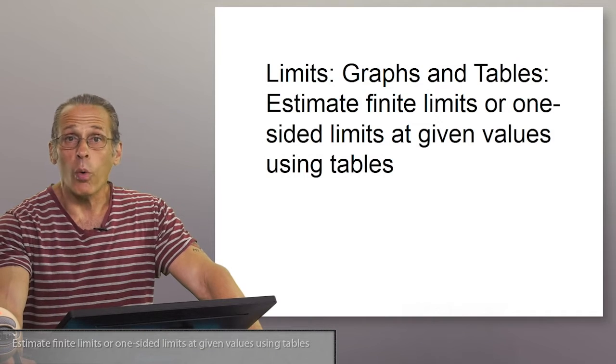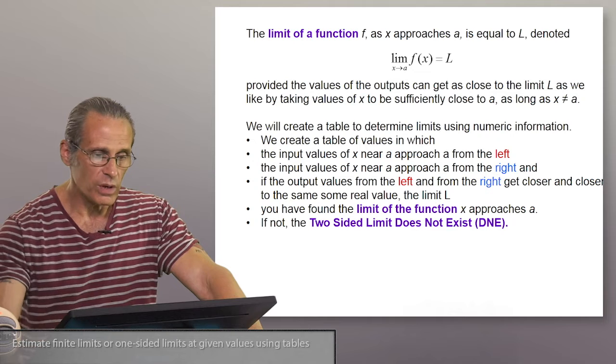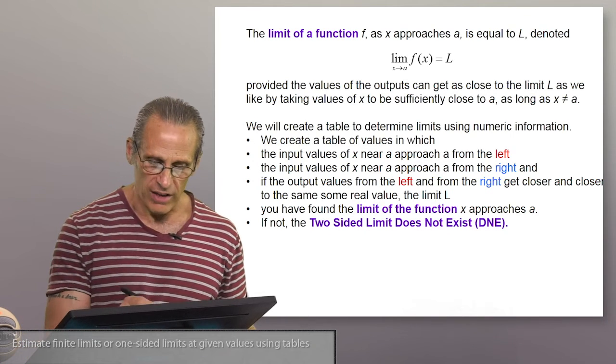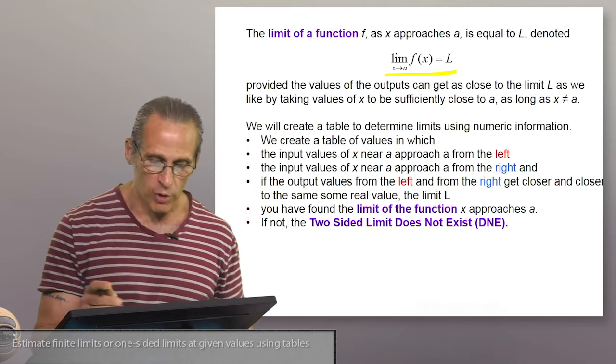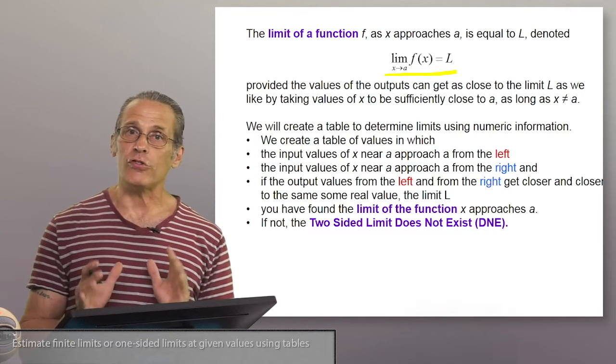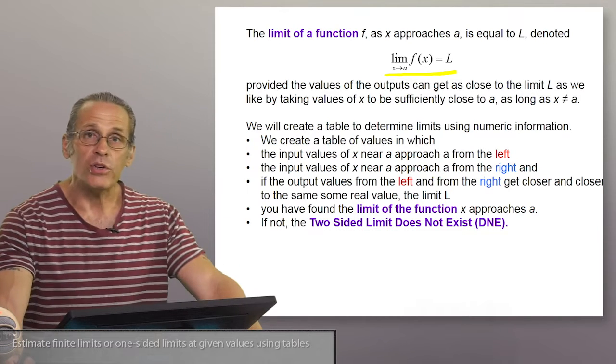Estimate finite limits or one-sided limits at given values using tables. Here's our goal. We want to be able to estimate the limit of a function as x approaches a, so we're approaching a from both the left side and the right side. And the way we're going to do this is numerically by setting up a table. So how do we do this?